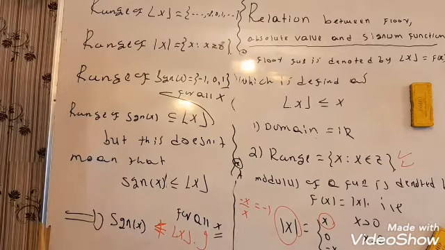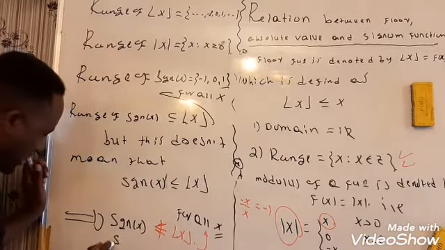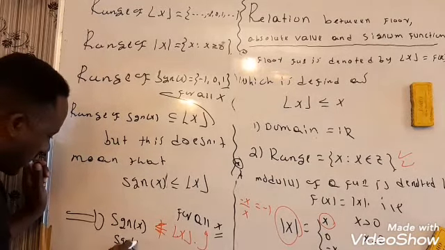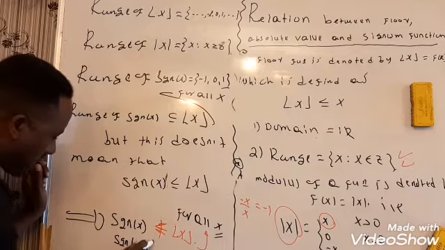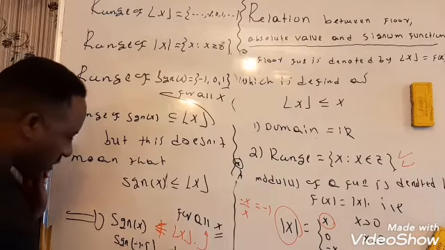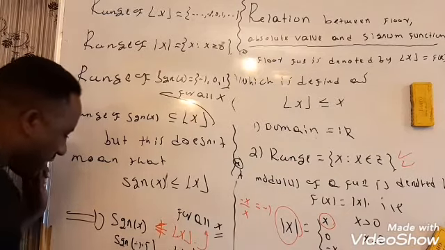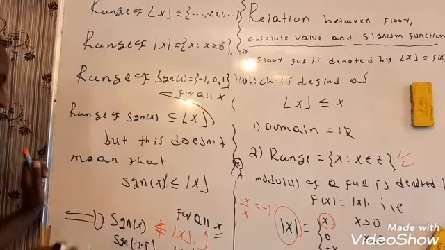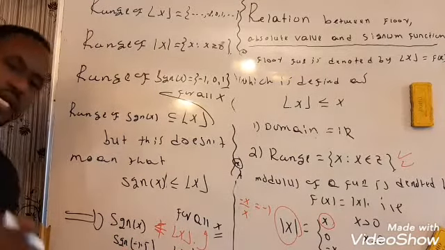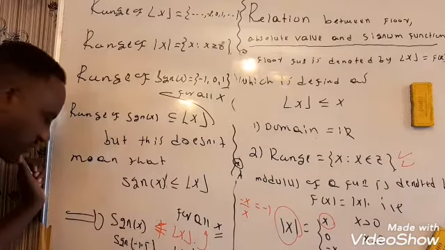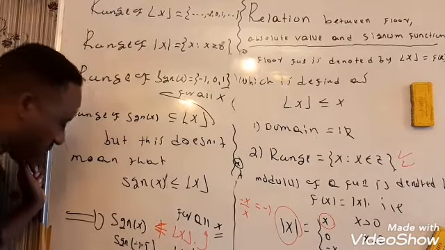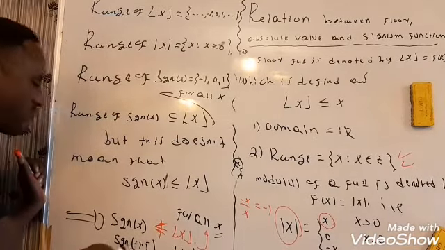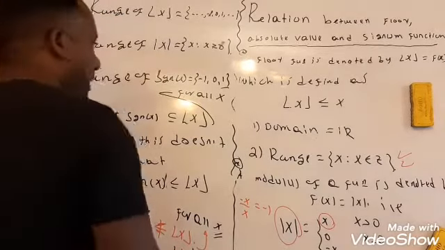Negative 1.5, look at this. What is signum of negative 1.5? And what is floor of negative 1.5? Mind you, signum of this is always the value, because signum of this is already minus 1.